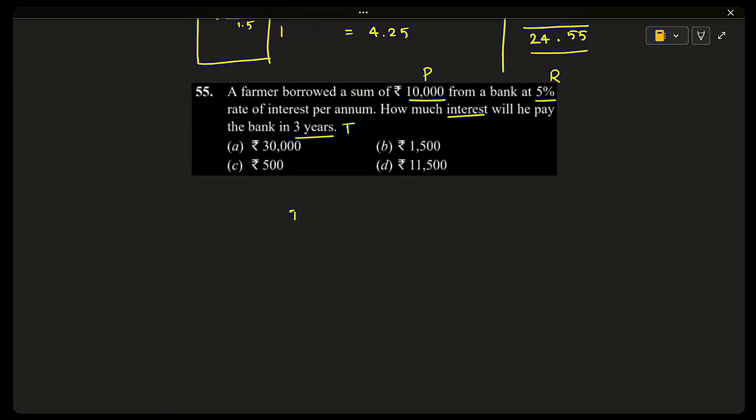The direct formula we have, I is equal to PTR by 100. We can use principal is 10,000 rupees, time period is 3 years, rate of interest is 5% divided by 100, or simplify this, 2 zeros, 15 into 100, that is 1500. Option B. So students, doubts from 51 to 55, you can raise your hand.